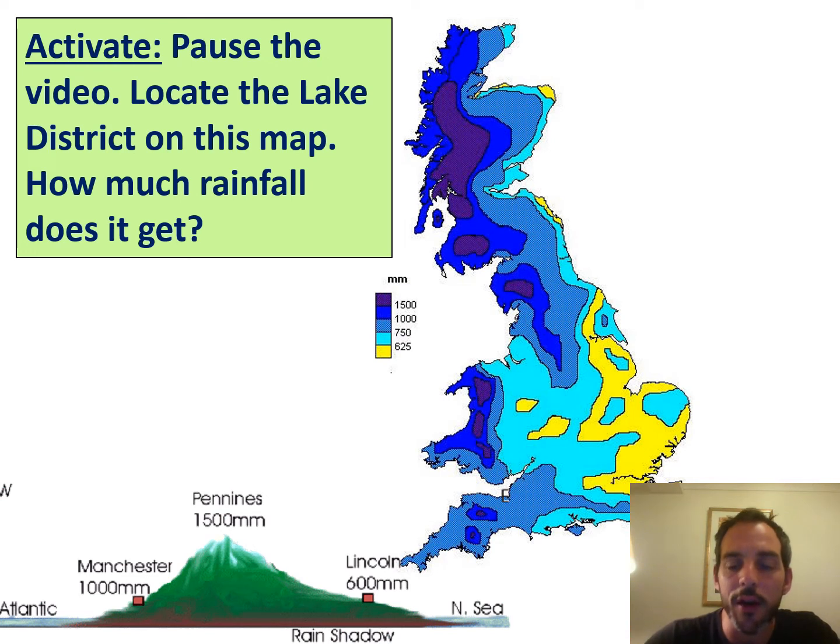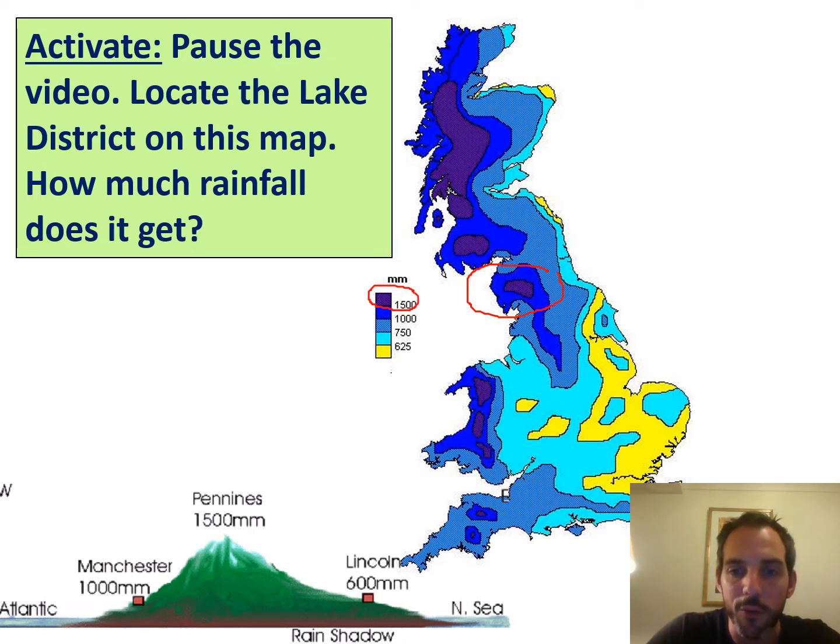The first thing I'd like us to understand is the first 2 of our keywords about prevailing wind and relief rainfall. Pause the video, locate the Lake District, work out how much rainfall it gets. Okay, here's the Lake District, and it gets over 1,500 millimeters of rain.